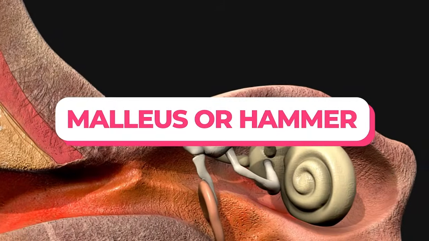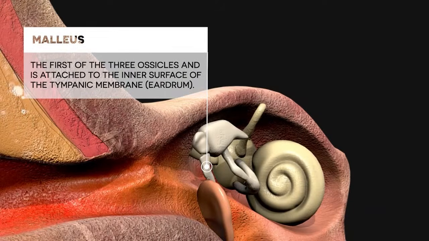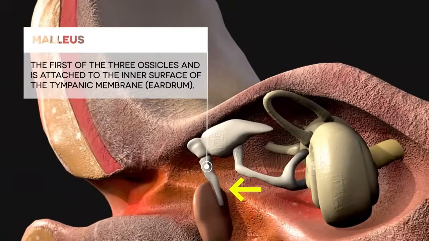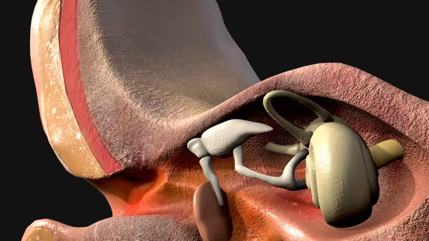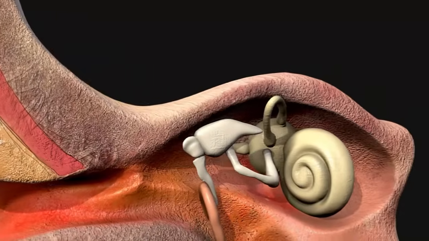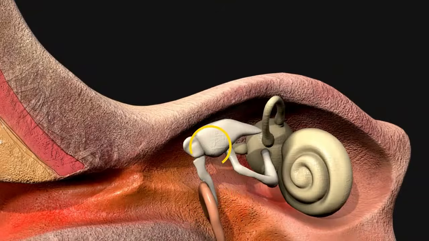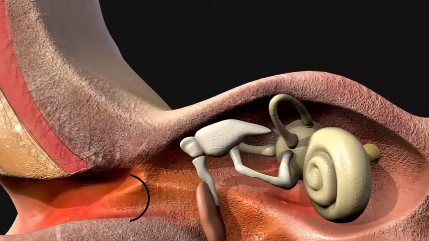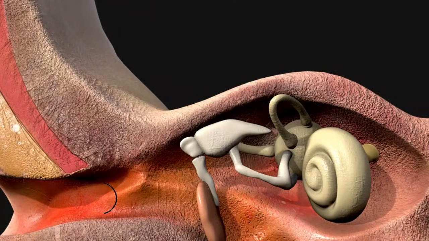Malleus or hammer. The malleus is the first of the 3 ossicles and is attached to the inner surface of the tympanic membrane, eardrum. It resembles a hammer in shape, with a long handle attached to the eardrum and a head that connects to the next bone, the incus. When sound waves cause the eardrum to vibrate, these vibrations are transferred to the malleus.